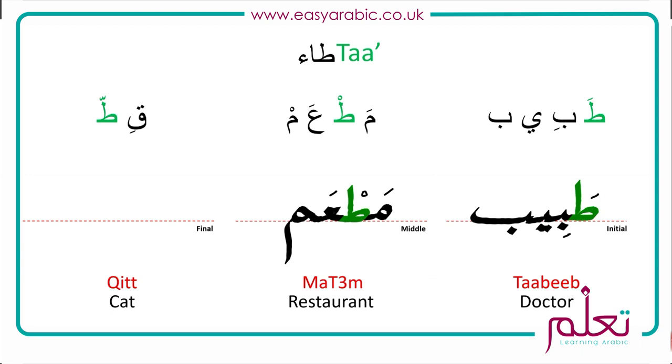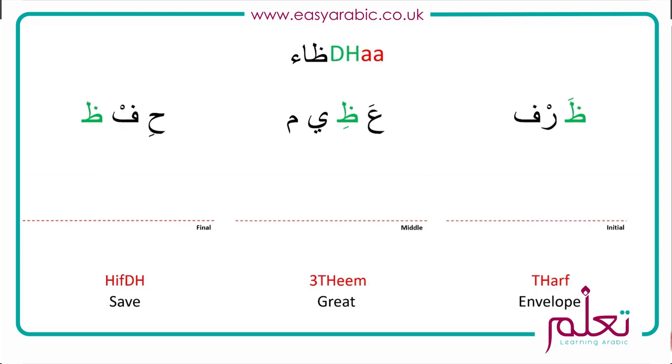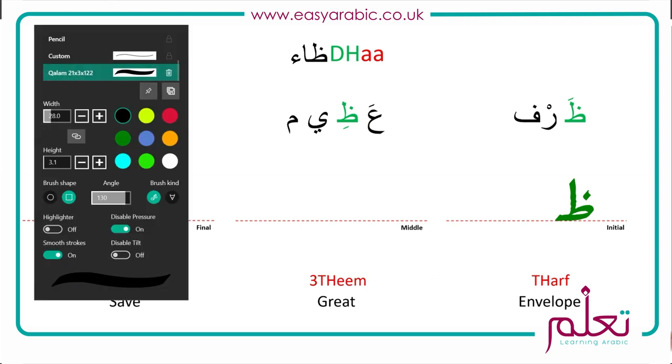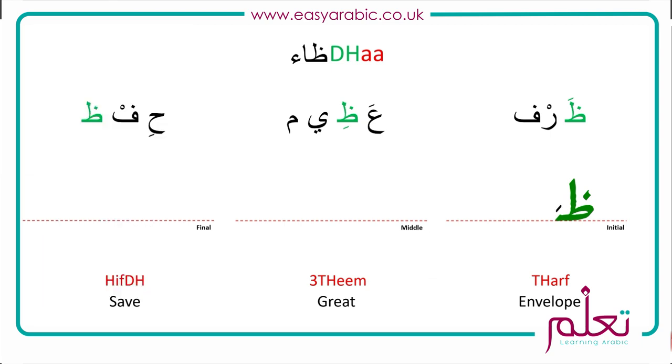Then we have Qitt, which is cat. So we're going to Qaf, and the letter Ta. Next we have the letter Zo, which is Zarf. So Zo. Then we have the letter Ra and the Fa. Yes, Zarf.